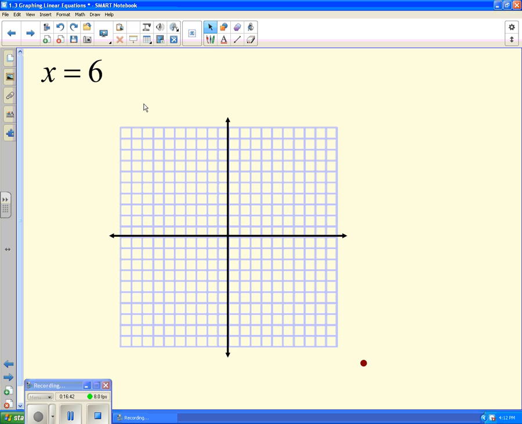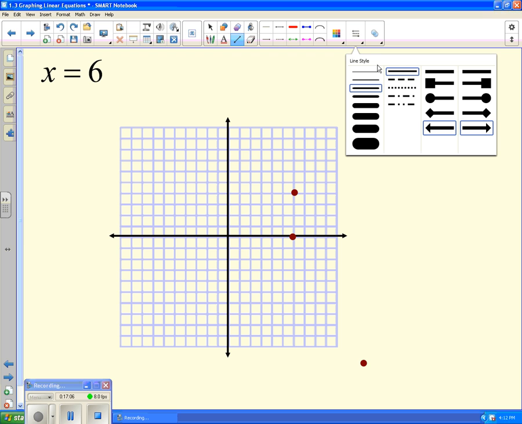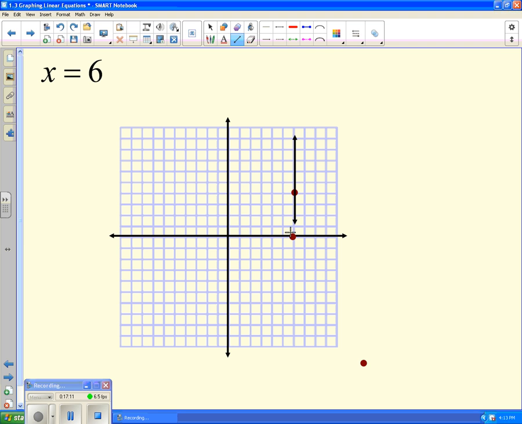So what happens is, let's say if y is 0, then that means x is 6. If y were, say, 4, then it would be 6. So here, I'd have something like this. So it wouldn't matter what value I picked for y, the x value would always be a 6. So what happens is, instead of having a horizontal line, I'm going to have a vertical line, just like that. So if you have an x only, you're going to have a vertical line. That means no matter where I am on that line, the x value is a 6.